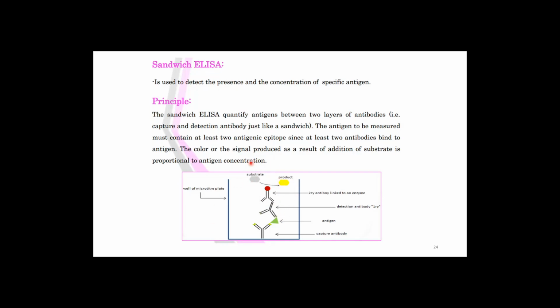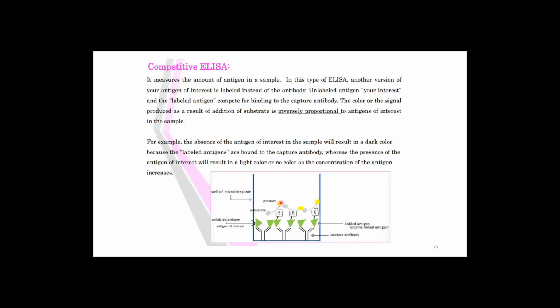That is why this is known as sandwich ELISA. In case of competitive ELISA, this is another version of ELISA where there's a competition between the unlabeled antigen, or antigen of interest, and a labeled antigen. Basically the color or the signal produced in this case will be inversely proportional to the antigen of interest.